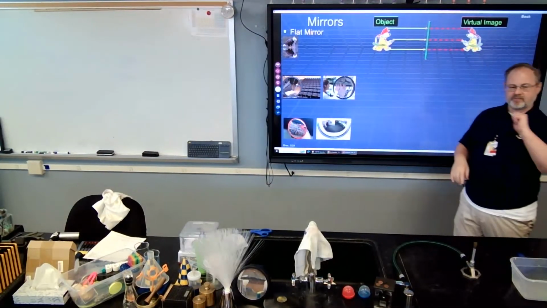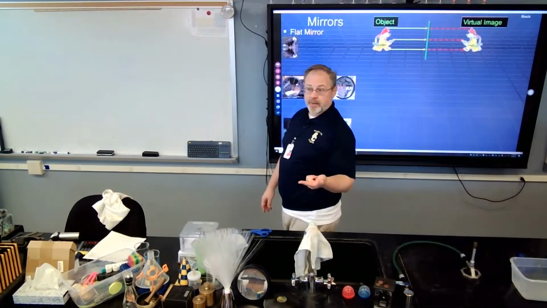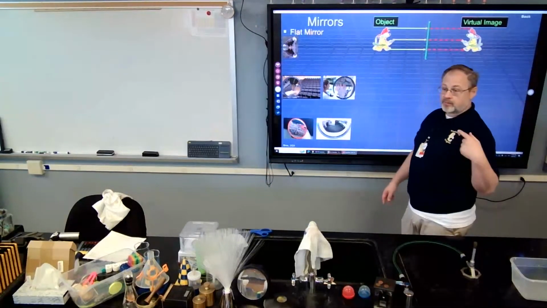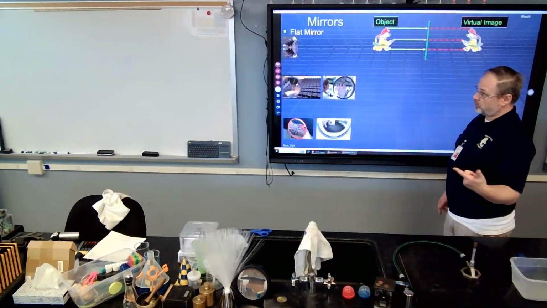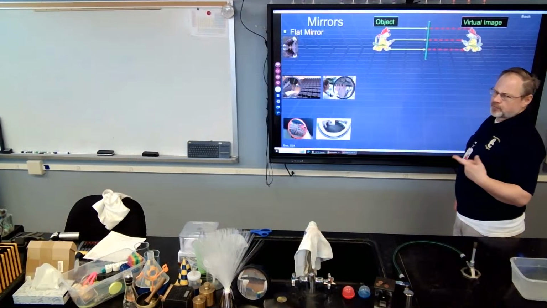Two types of images, virtual and real. Real images are formed by real rays where the light is. Virtual images are formed with virtual rays. That's not where the light is. Is that clear? If it isn't, it'll become clearer.